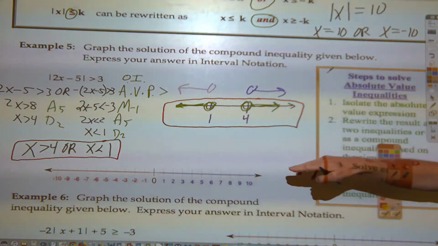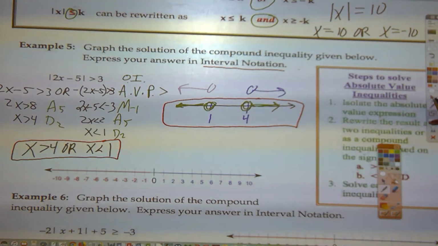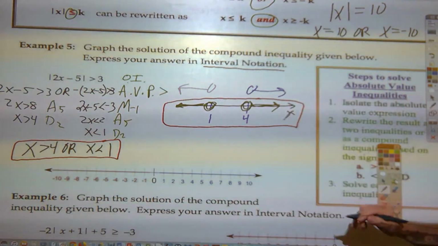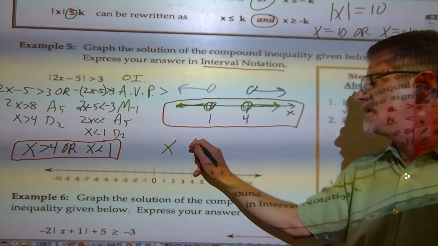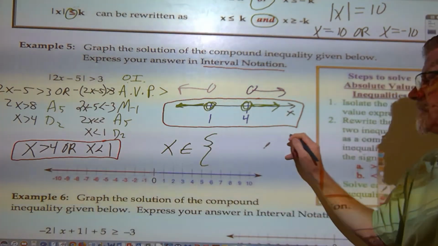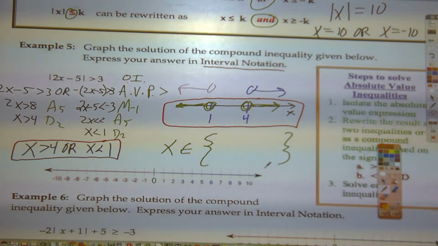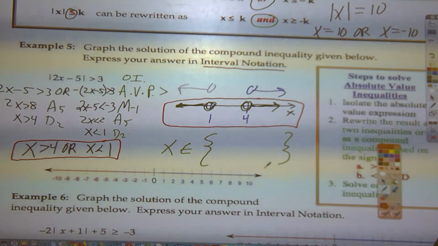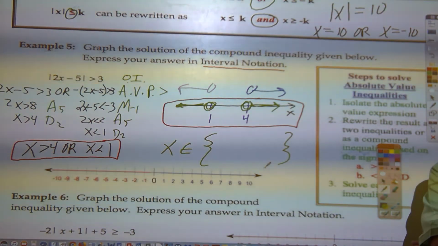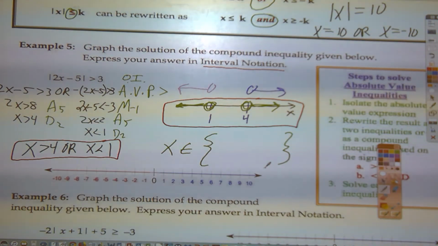Now, see if you remember the interval notation. Go ahead and express the answer in interval notation. And then tuck your interval notation into set notation. X is an element of the set. Is there anyone willing to tell me what you think the interval notation is for example 5? It was just on the homework that you did today. Who'd like to give this a go? What is the interval notation?